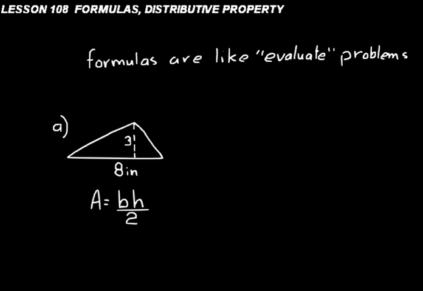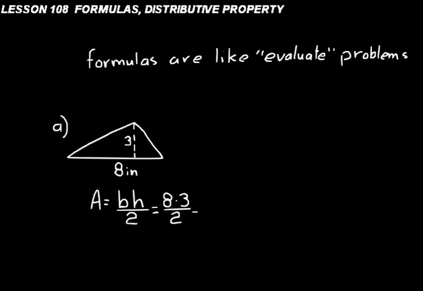So what you do is you just substitute in. The base of that triangle is the bottom of it. That's what the B stands for. So that's 8. Its height, that's that dashed line perpendicular to the base. That's showing how tall that triangle is. It's 3 inches tall. So we say 8 times 3 divided by 2.